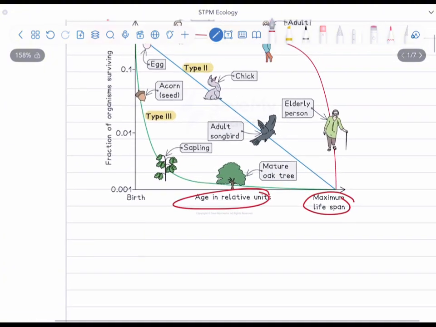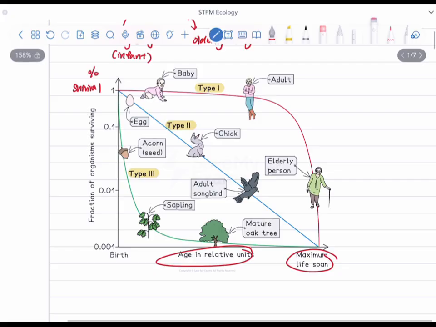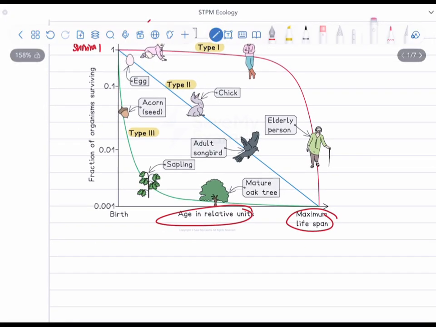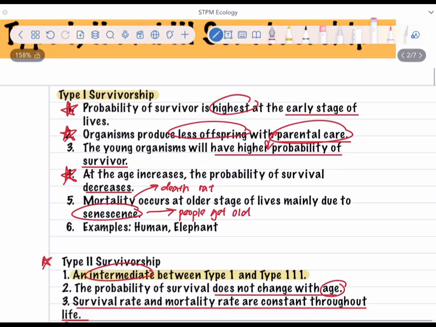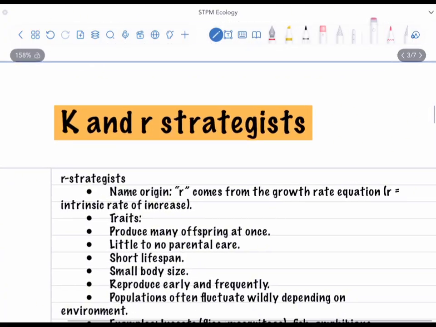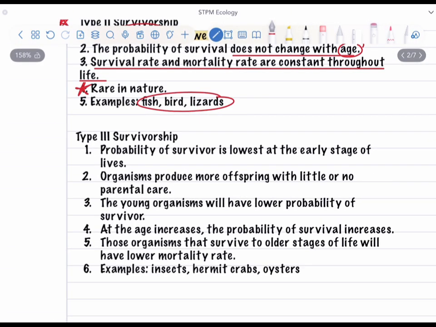Lastly, we go to the type 3 survivorship, which is the green curve. You can see that this curve is kind of inversely proportional to the maximum lifespan. In this curve, plants are used as the example. First of all is the seed. After the seed germinates, it will get small plants, or we say small trees. Lastly, it will mature and become an adult plant. So let's go for the explanations for the type 3 survivorship.